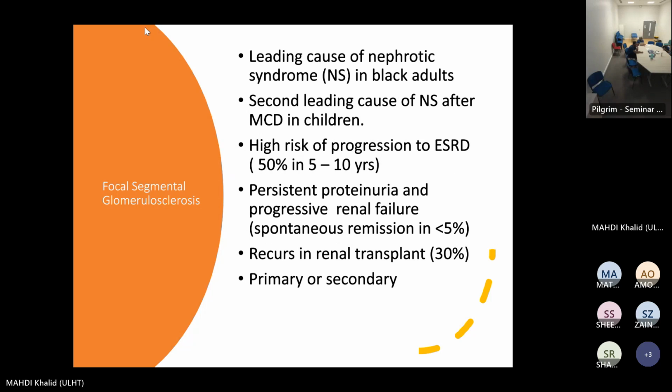FSGS is a leading cause in Africa and the Caribbean, and the second cause of nephrotic syndrome in children. Typically, when we treat children for minimal change disease and they don't get better, we biopsy, and it's FSGS. The treatment is similar, but prolonged: as opposed to responding to a short course of steroids, they tend to need a longer course, and they still don't always respond. Its prognosis is worse compared with membranous nephropathy. About 50% of patients will end up on dialysis in 5 to 10 years, and spontaneous remission is very rare, less than 5%.